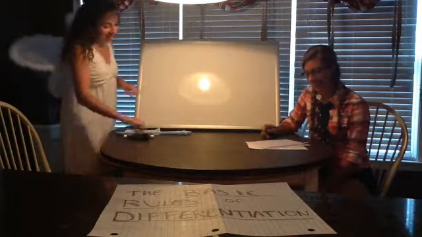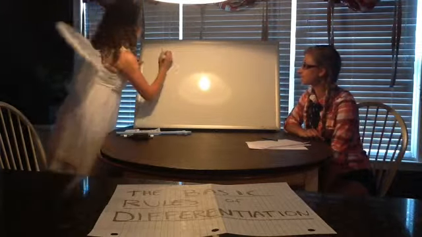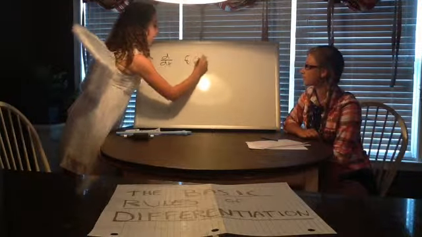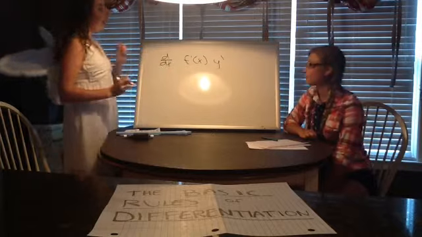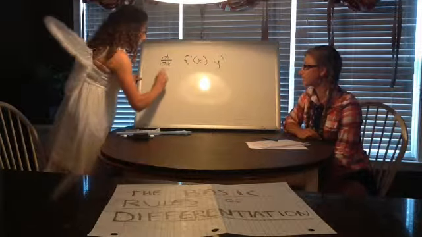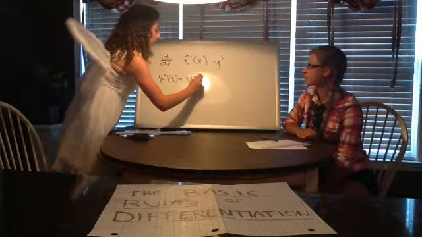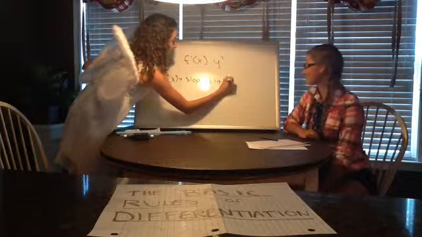Let's get started. So first thing you need to know is what to use to represent derivatives. You can use d over dx, f prime of x, or y prime. Those all mean the derivative. You also need to know that the derivative of a function equals the slope of the tangent of that function.